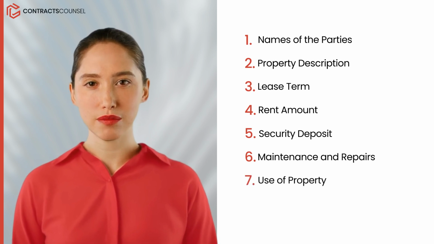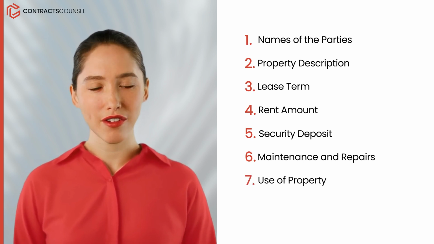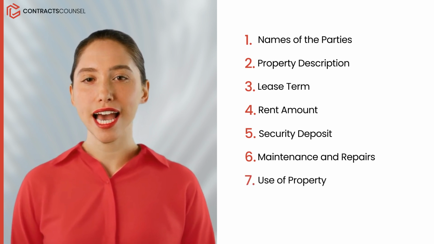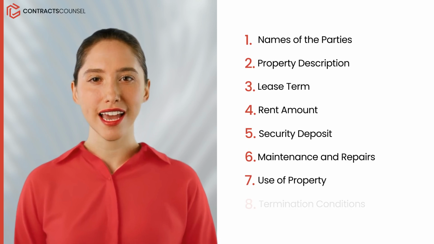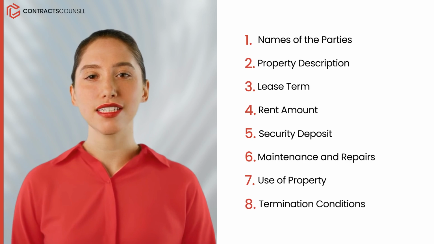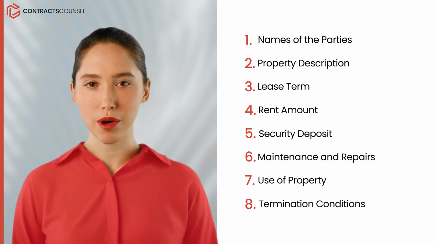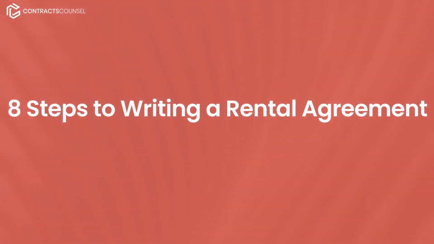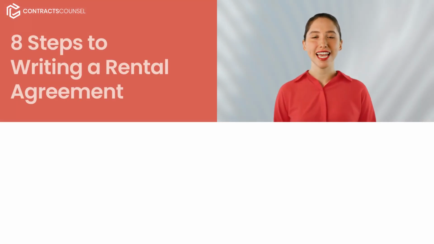7. Use of property. This specifies how the property can be used, including any restrictions or rules. And 8. Termination conditions. This details the conditions under which the lease can be terminated by either party. 8 steps to writing a rental agreement. Here is a list of 8 steps you can follow to draft your rental agreement.